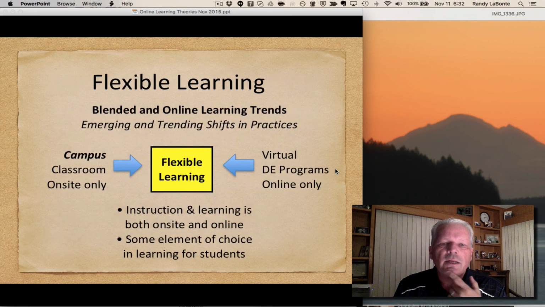In essence, what's happening is a move towards flexible learning. And that flexible learning is where the virtual distance ed programs are starting to come towards a more involved campus, some involvement, some physical spaces as well. Instruction and learning is both on-site and online. There's an element of choice, and to me, it really is taking a theoretical structure around cognitivism, as well as a constructivist approach in a connected world. So to me, I'll go back to those three C's that are really important.